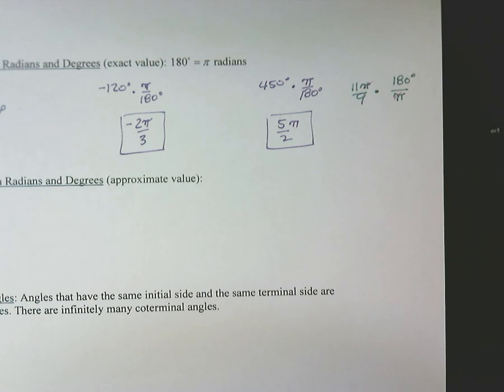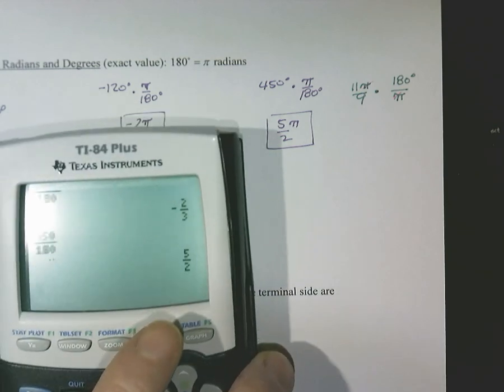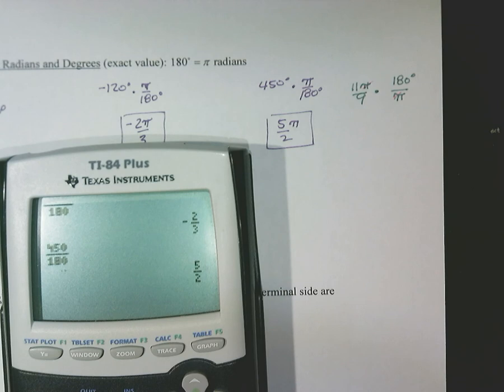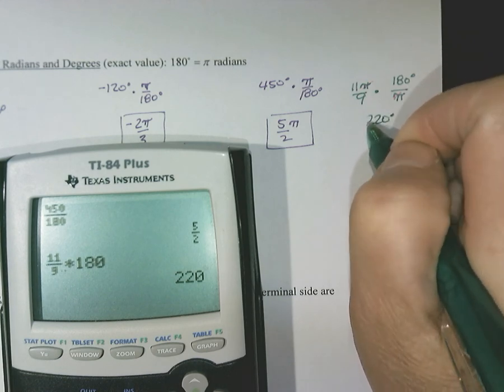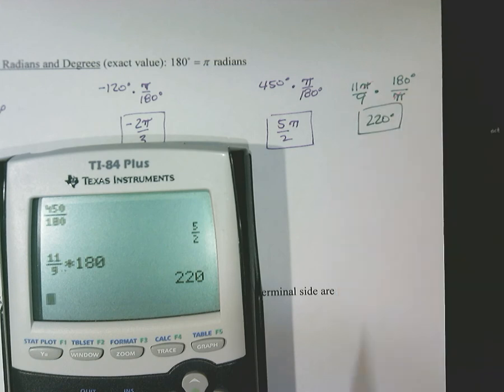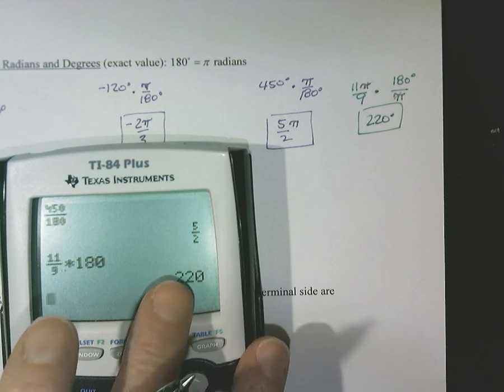I do 11 times 180. Let's do 11 over 9 times 180, and I get 220 degrees. And I have to use the degree symbol. During the live lesson for this, I will give you more examples.